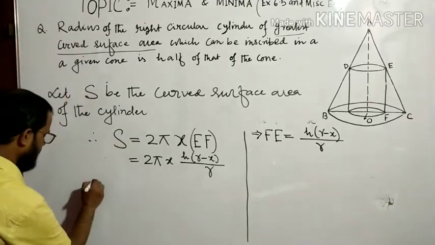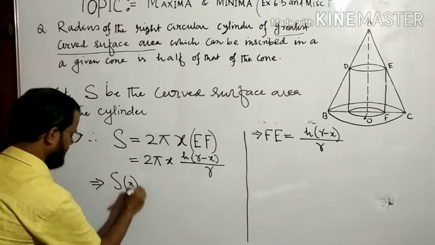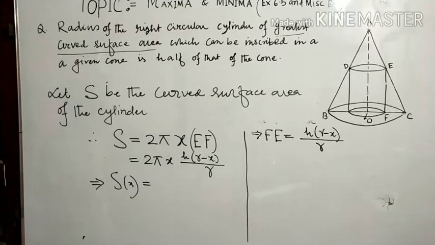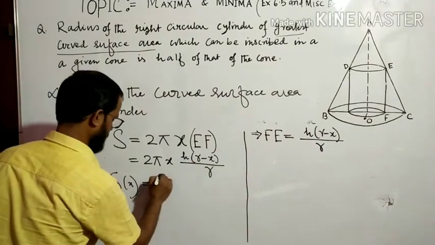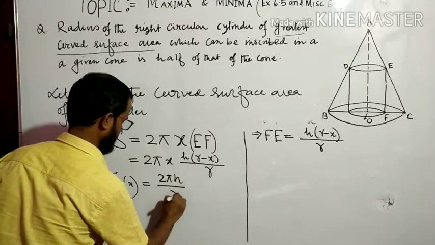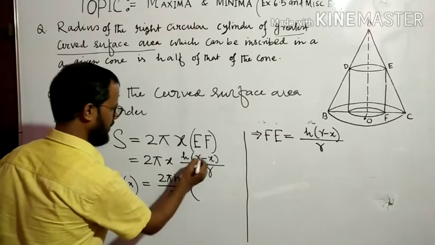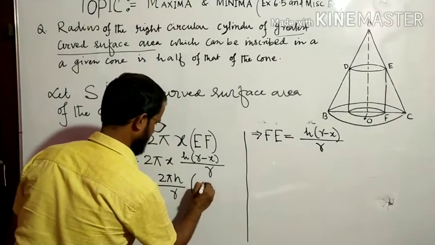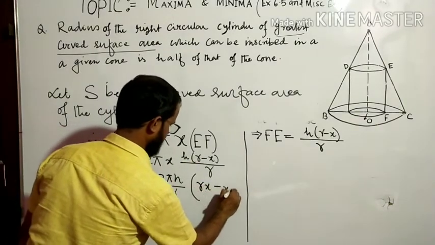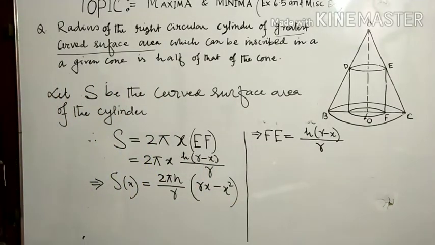So what can we write? Here you can write S is nothing but a function of X, S(x). And here 2 pi H divided by R taken together is a constant quantity. And what we will do? I will multiply X, R x minus x square. X goes inside, right?